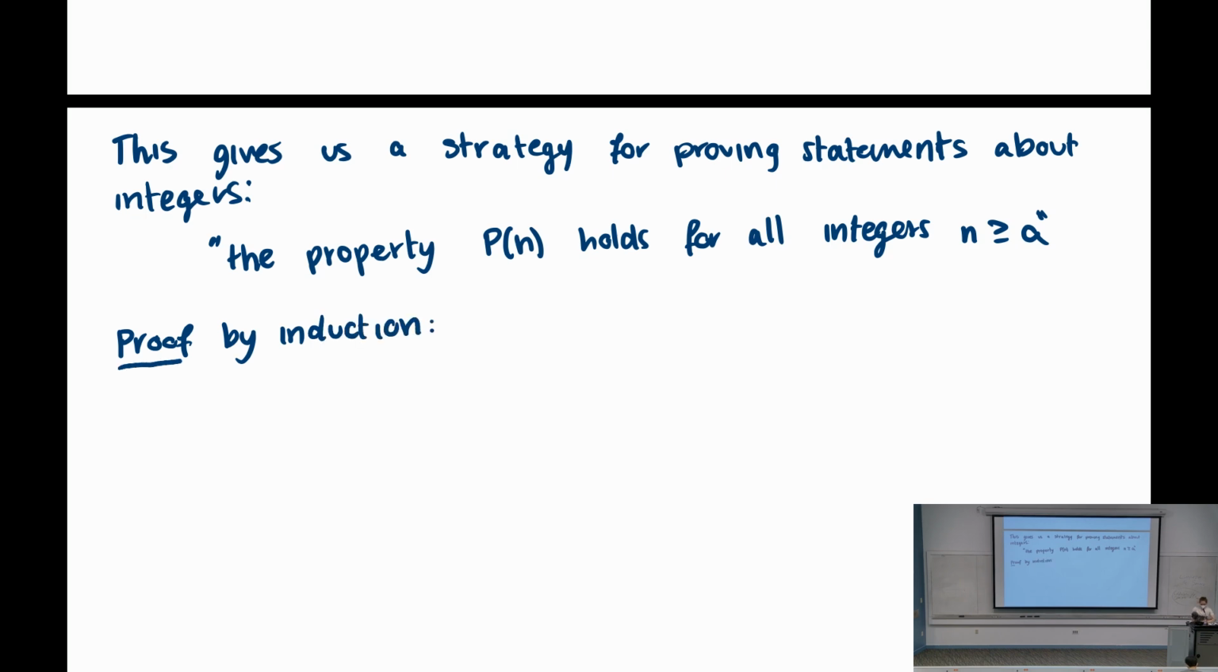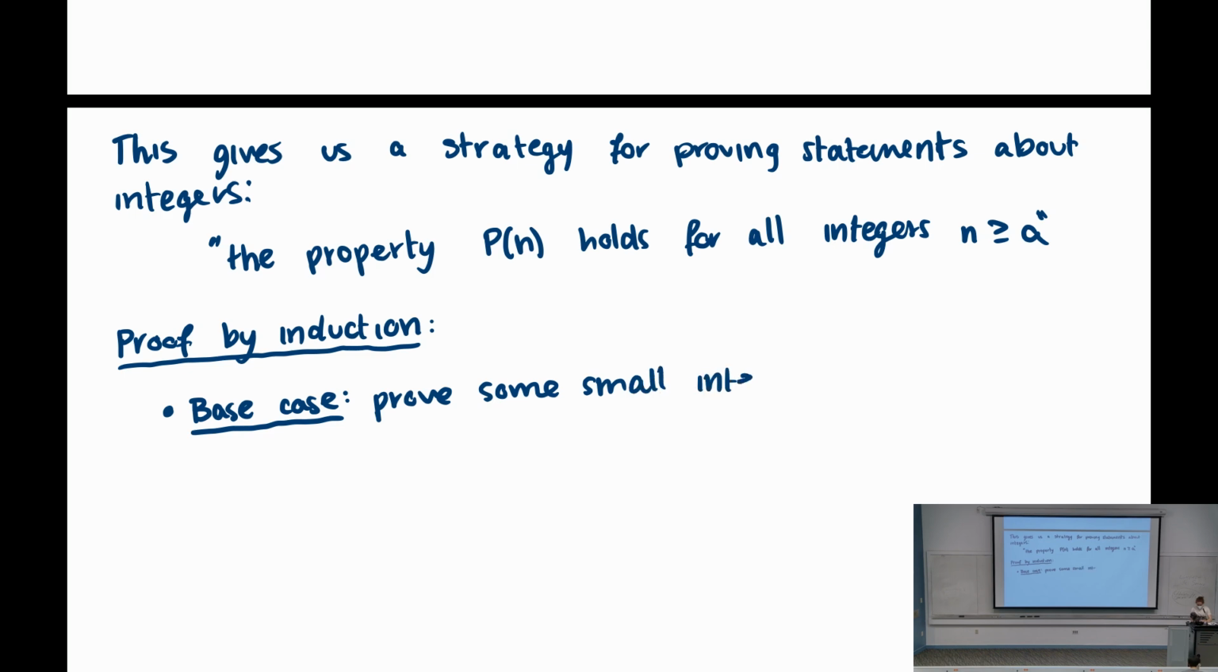And it proceeds in the following steps. So the first thing that you do is called the base case. So you prove that some small integer satisfies the property.